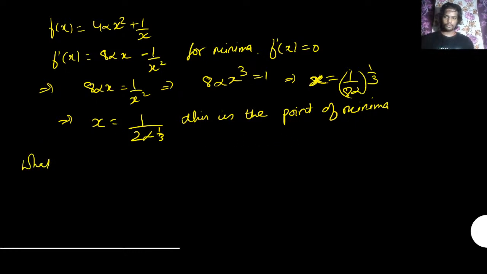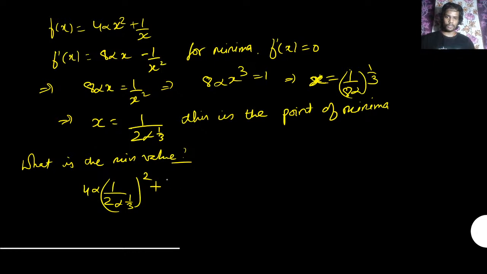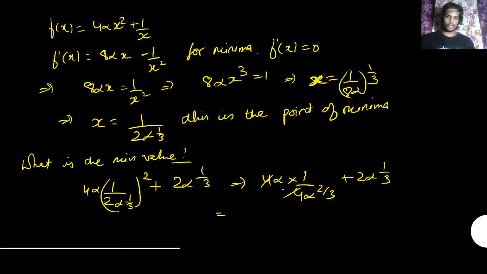What is the minimum value? You put this value down in f(x), so you will get 4 alpha times the square plus 1 over x, which is the inverse of this. It would be 2 alpha to the power 1 by 3. If you solve this, you will get 4 alpha into (1 by 4 alpha) to the power 2 by 3, which is alpha to the power 1 by 3 plus 2 alpha to the power 1 by 3. It implies 3 alpha to the power 1 by 3. Okay, this is the minimum value.